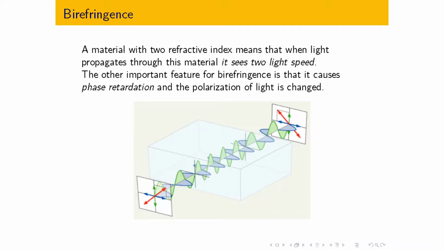Another important feature of birefringence, and this is the most important feature used in the liquid crystal device, is that you have two refractive indices. It means you have two light speeds.